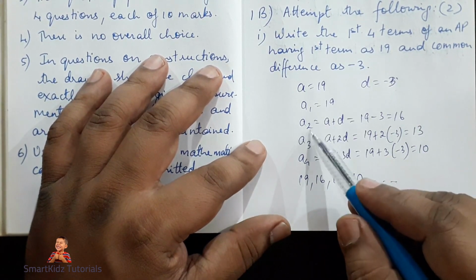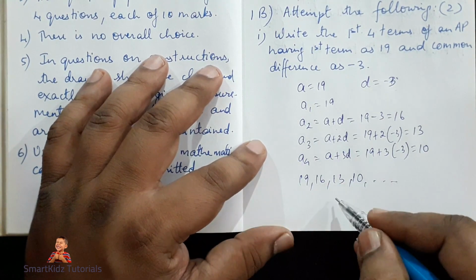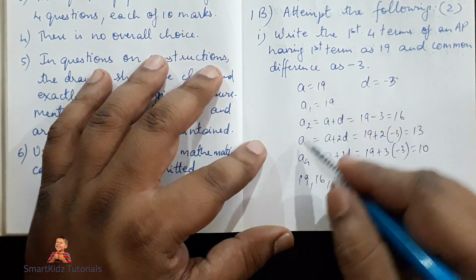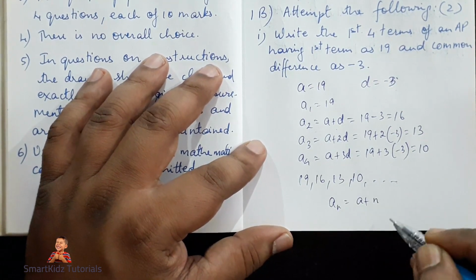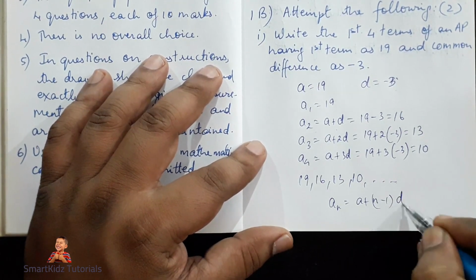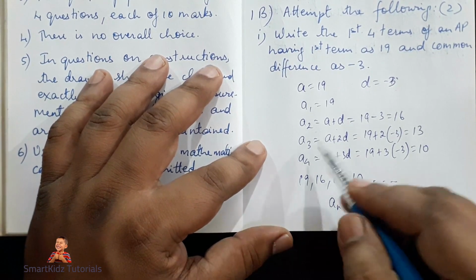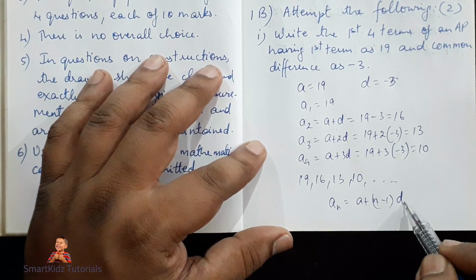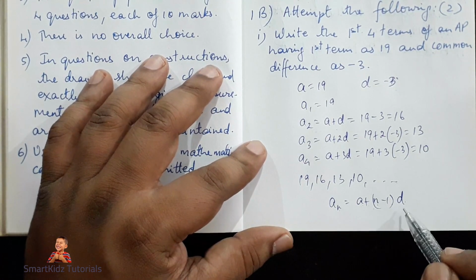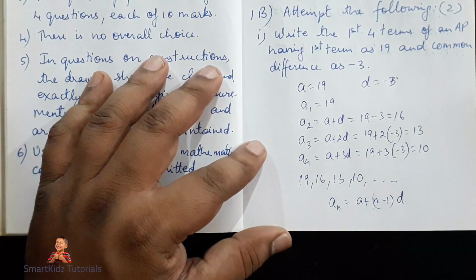In case you are wondering how A2 is equal to A plus D, you use the formula. If you do not know how to get this, AN is equal to A plus N minus 1 into D, where N will be the term. So if you put A2, this will be A plus 2 minus 1 D, which will come to A plus D. Okay, so this is our answer.